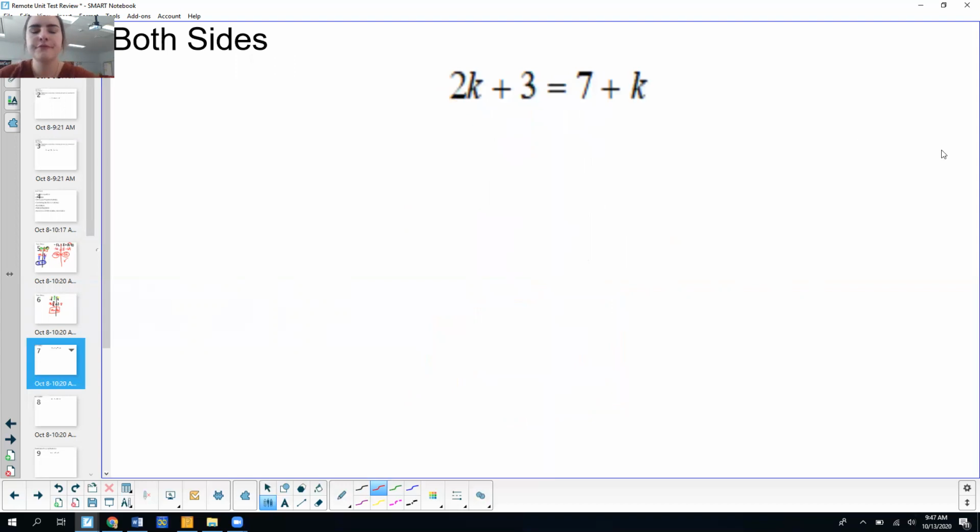Next problem. This is a variable on both sides problem. They will appear on your unit test. So make sure that you are taking your time with these. And you guys have limited time, so take your time on your exam or your test.